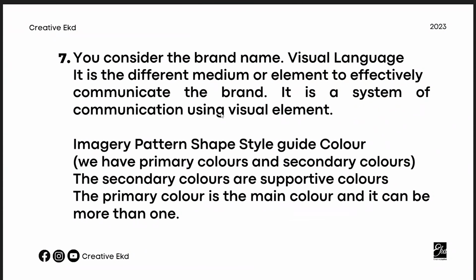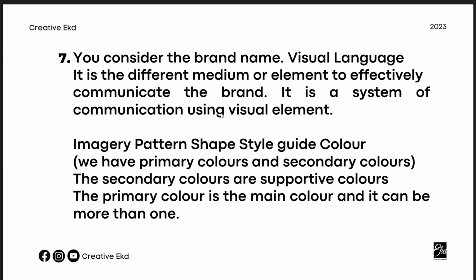So we are moving to another topic, which is a visual language. So a visual language, they are the different medium or elements to effectively communicate the brand. Okay, apart from the logo, there are other elements you can use. So it's called a visual language. So sometimes you can use the color to communicate what the brand represents. Sometimes they have patterns that help to communicate what the brand represents. Okay, so sometimes we have imagery. There's a way they take their photos.